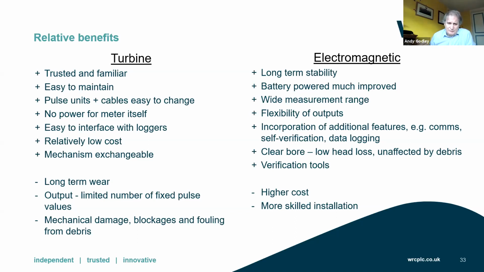We also find that particularly with the mechanical turbine meters, the outputs tend to be limited to a fixed number of pulse values, which, if you start looking at very rapid, very high resolution pulse logging, can be a bit limited. Whereas electromagnetic meters tend to have a lot more flexibility in the outputs and can have integral comms, verification systems, and data logging, so you don't necessarily need separate systems for those that you do with the turbine meters. On the downside, obviously, there is a slightly higher cost, and also the installation is more critical.